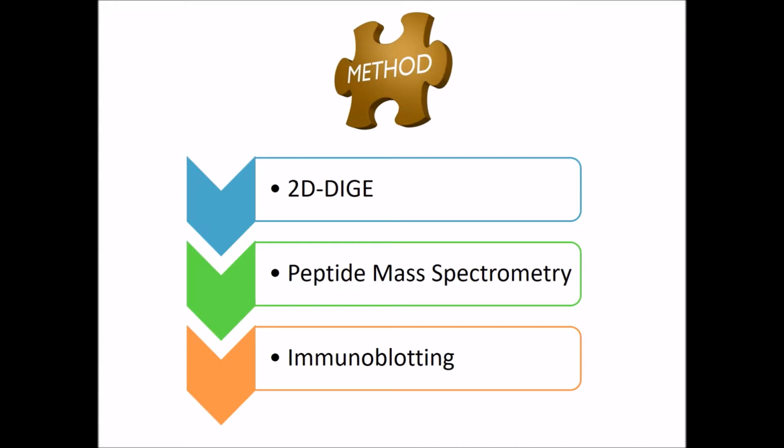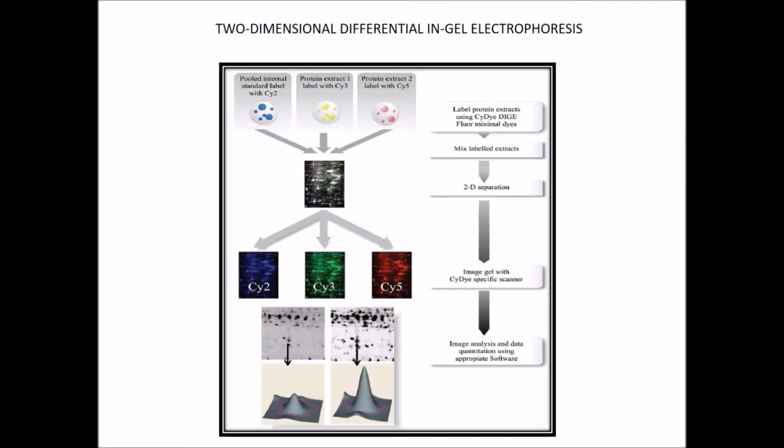To the method, the methodology used for this experiment was 2D DIGE, peptide mass spectrometry and immunoblotting. 2D DIGE, followed by protein precipitation, was conducted with labeling, separation, and scanning. Cy dye was used for labeling. Cy2 was used to label the internal standard, and Cy3 and Cy5 were randomly allocated to the protein samples. Gel images were statistically analyzed using the DeCyder program V6, GE Healthcare.